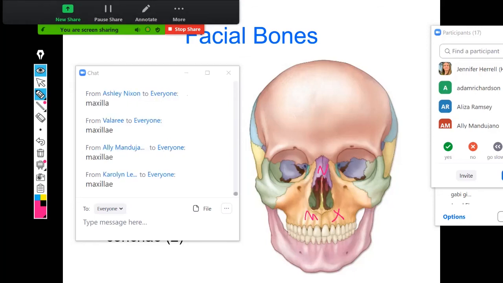Maxilla, the max. Okay. What are your smiley cheekbones over here? Your blush bones. Zygomatic. That's the bone, and you can't really see it from here, but the process sticks off of it and makes the rest of the cheekbone.